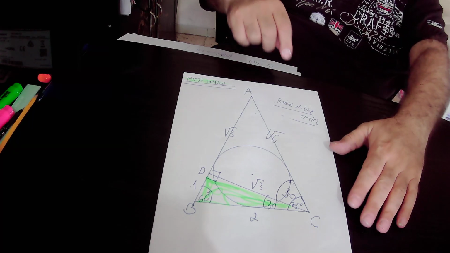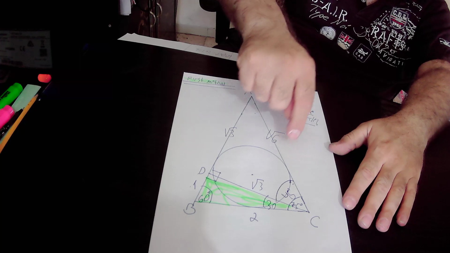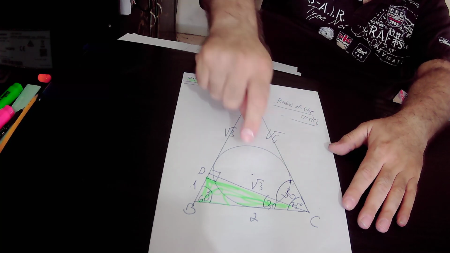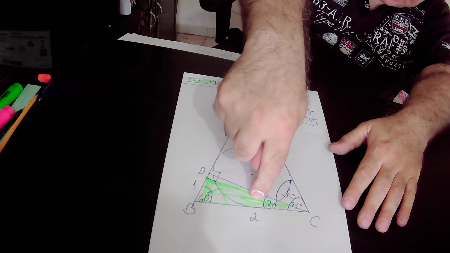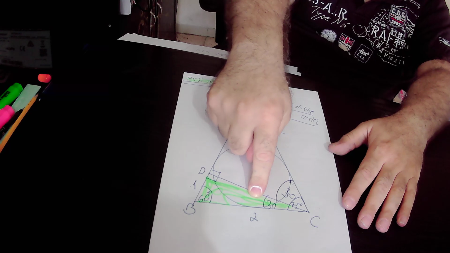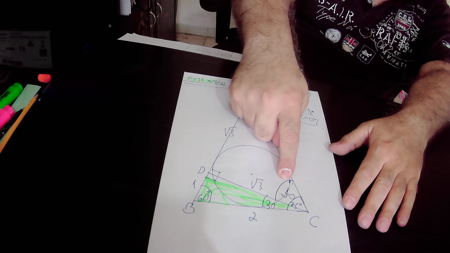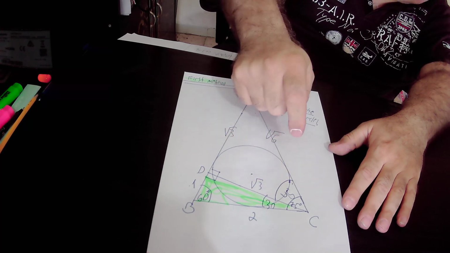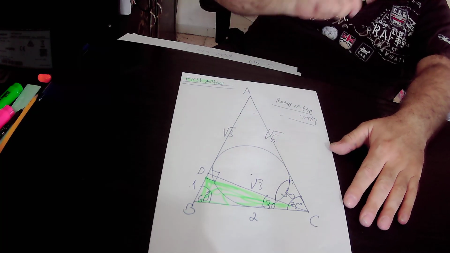Then, what is the size of this angle? Angle ACD is equal to the big angle, angle ACB, that is 75 degrees, minus the small angle DCB, that is 30 degrees. 75 degrees minus 30 degrees is 45 degrees. So this angle equals 45 degrees.